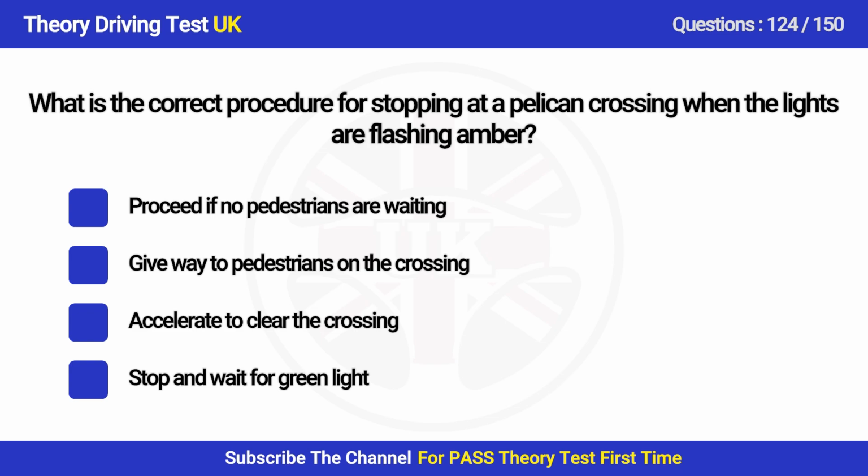A. Proceed if no pedestrians are waiting. B. Give way to pedestrians on the crossing. C. Accelerate to clear the crossing. D. Stop and wait for green light.